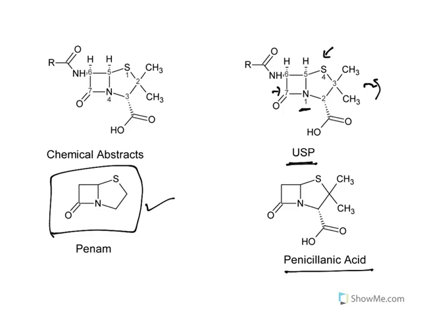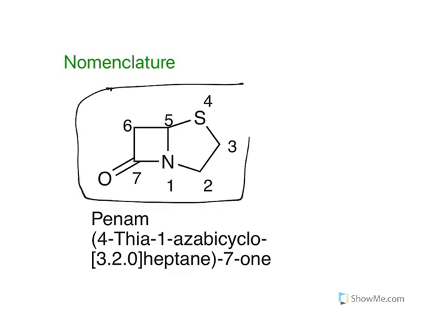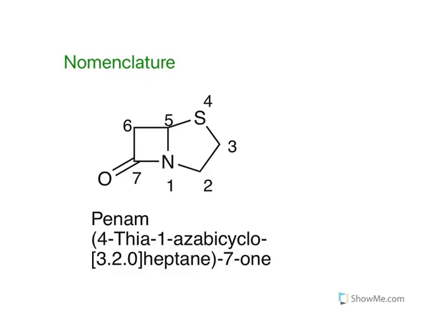Now let us understand the chemical nomenclature of these penams. See, this is a penam ring. If you understand the IUPAC nomenclature of penam, you can easily name any penicillin with the substitutions. Now look at this. This bicyclic ring is called 4-thia-1-aza bicyclo 3,2,0-heptane 7-one. Let us understand this in detail.